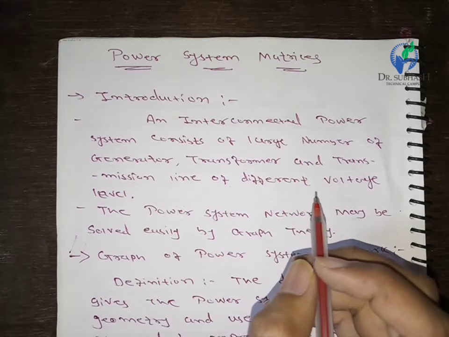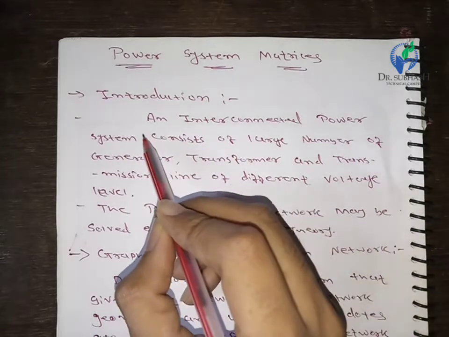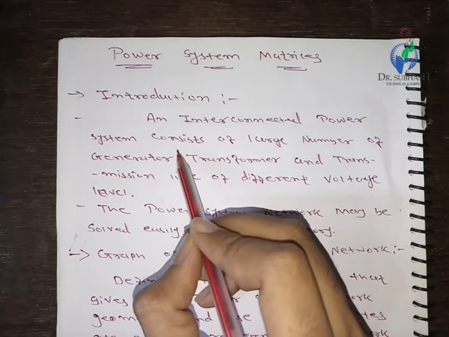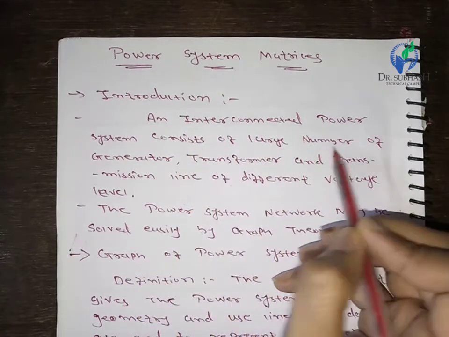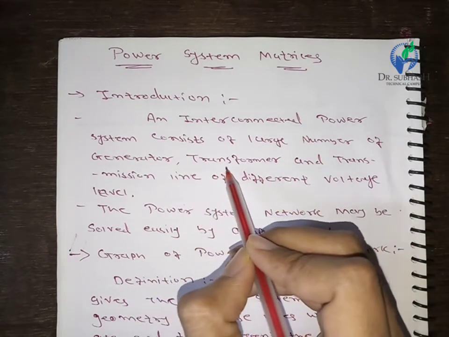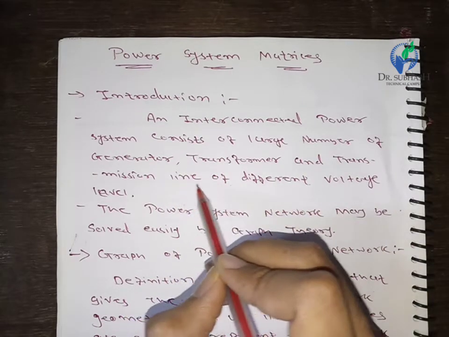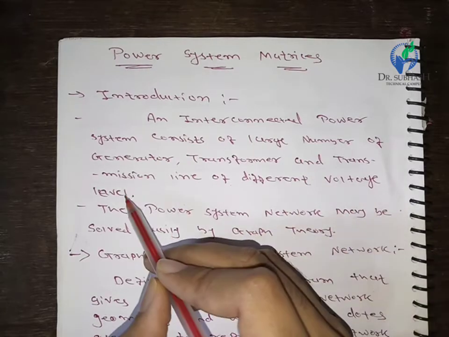In the introduction, we know that the interconnected power system consists of a large number of generators, transformers and transmission lines of different voltage levels.